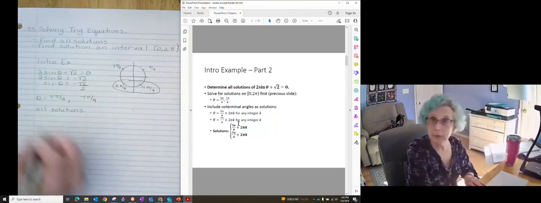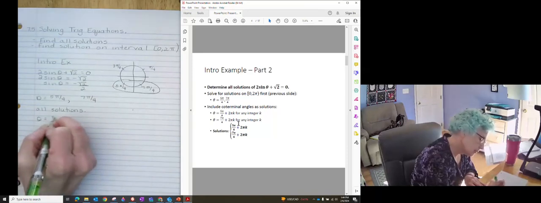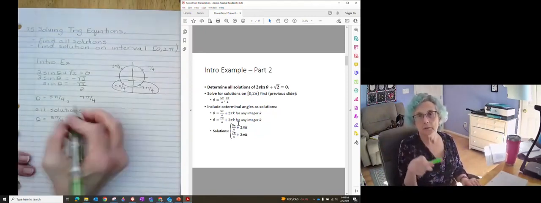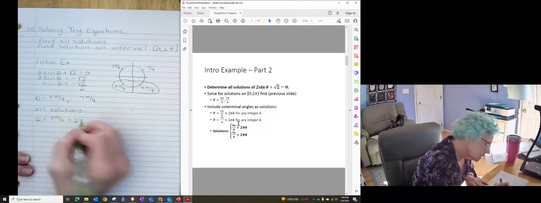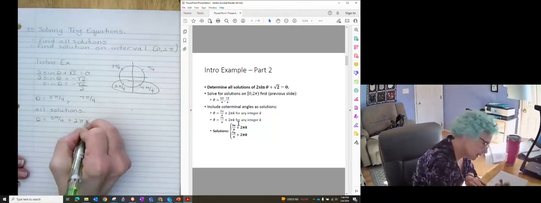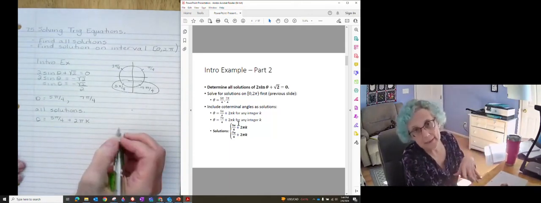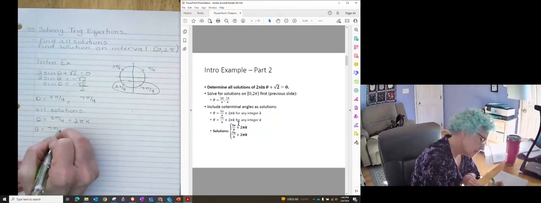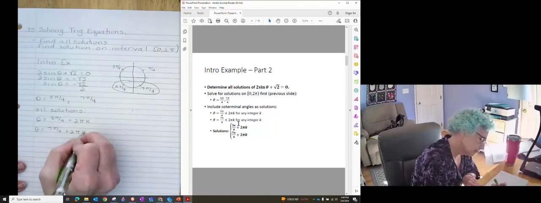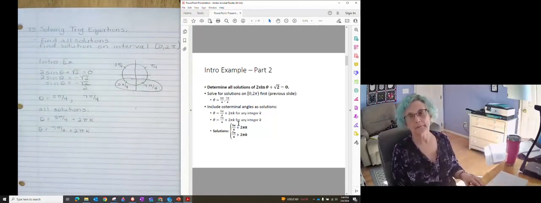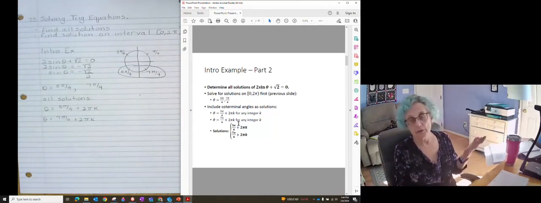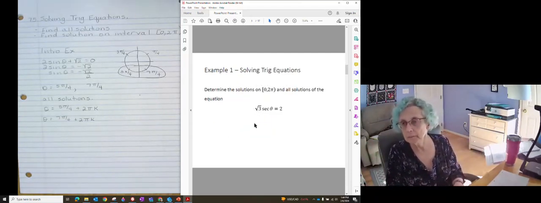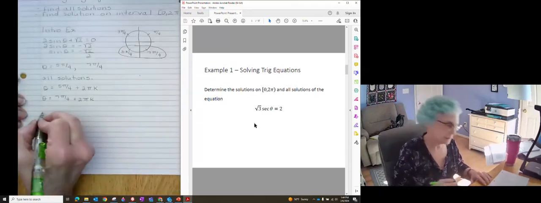And think about the period of sine. So theta could be equal to 5 pi over 4 plus a loop around the unit circle, plus a loop around the unit circle. So plus 2 pi times, okay, we're using k. Sometimes you'll see k, sometimes you'll see n used. Or theta could be equal to 7 pi over 4 plus 2 pi k. First we find the solutions between 0 and 2 pi, then we find all the solutions. So, let's try another one.